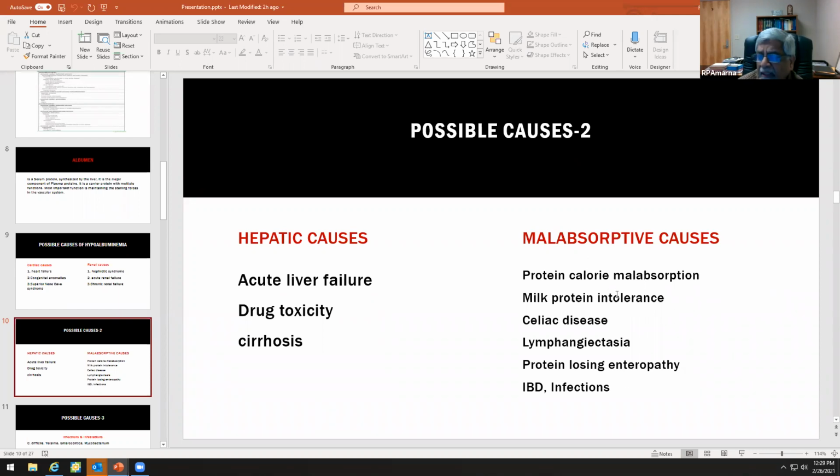They will have hypoalbuminemia, and eventually they will develop edema and so on. And then celiac disease, and lymphangiectasia is an unusual condition that has multiple causes, and we will go over that in a minute as well. And we're going to be talking about protein losing enteropathy in general, and IBD and C. difficile infection is a very common cause for protein losing enteropathy.